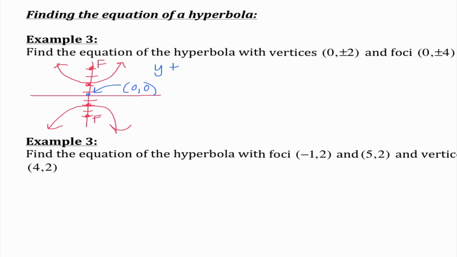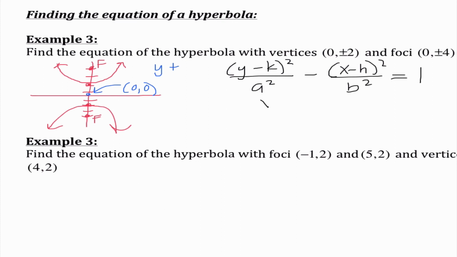So I'm going to start by saying y minus k squared over a squared, and honestly I don't care if you wrote a or b there, minus x minus h squared over b squared equals 1. And we already said that this should be y squared and x squared because our center is at 0, 0.